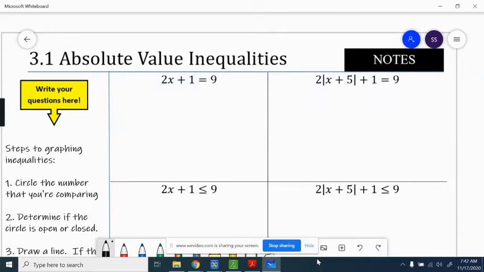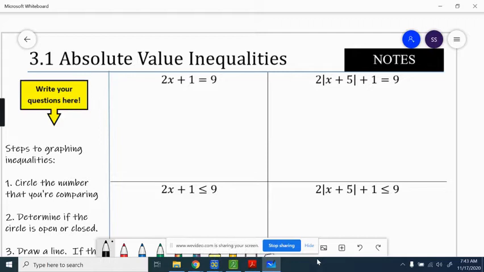Okay, Algebra 2, this is lesson 3.1 on absolute value inequalities. So we're going to start with just some review here. This first one here is just a little review of how we solve equations, right? We always do the opposite operations in reverse order of operations order.